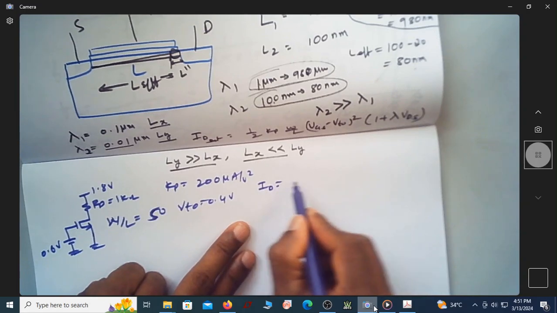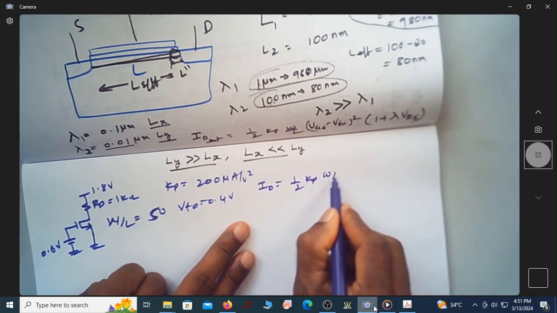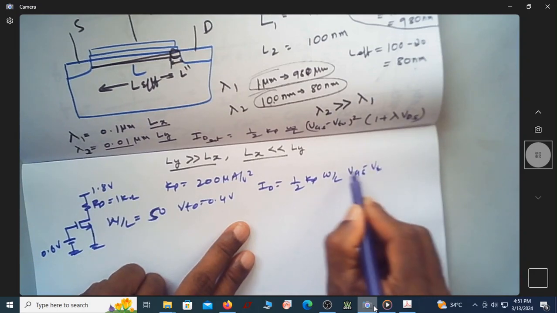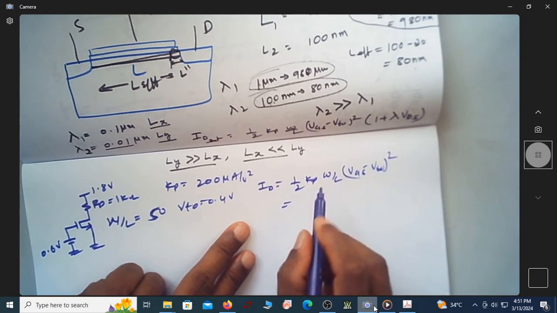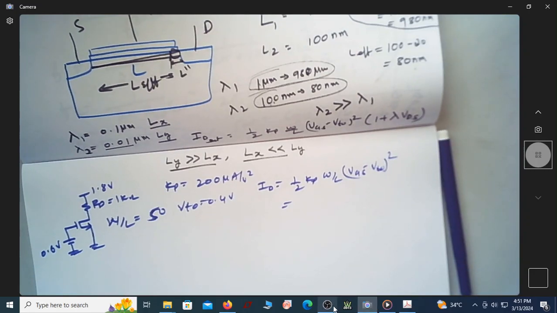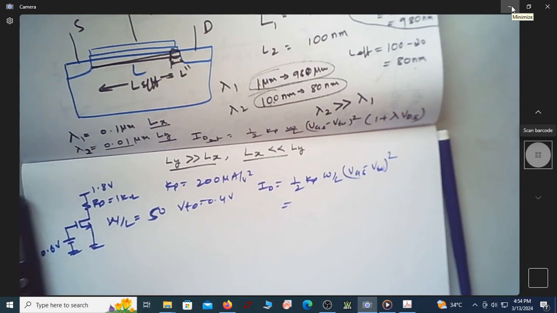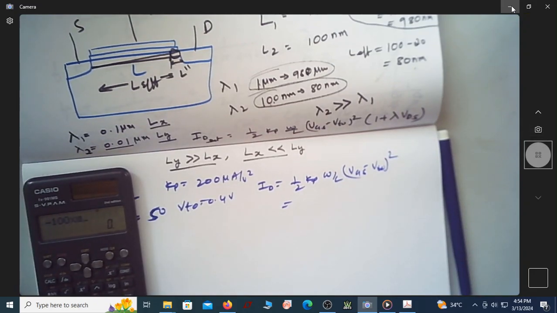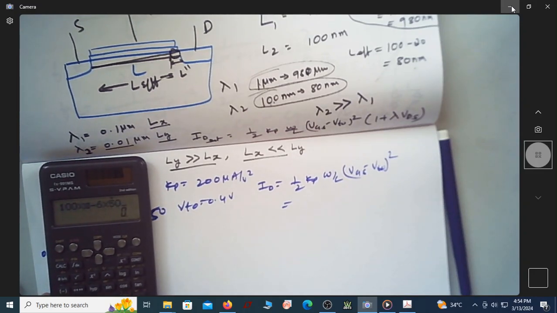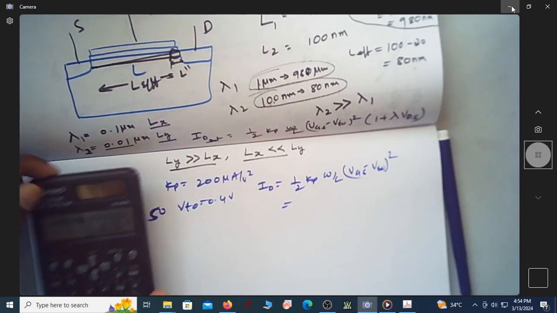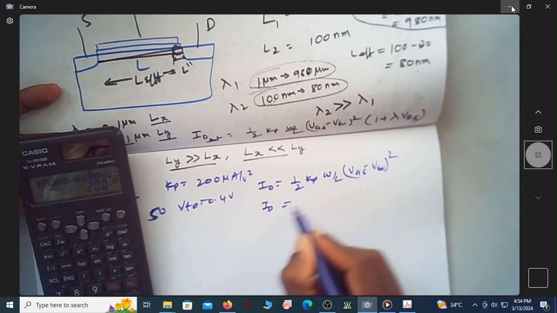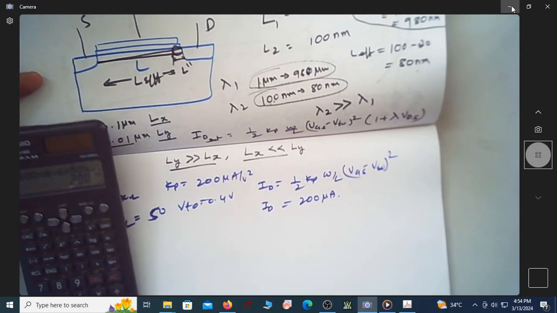So we know that ID is given by half Kp W by L (VGS minus VTO) whole square, which is nothing but, let me get the calculator, just a minute. Okay, now we can see the current happens to be 100 minus 6 into 50 into 0.2 whole square. The current is 200 microampere. So ID happens to be 200 microampere.